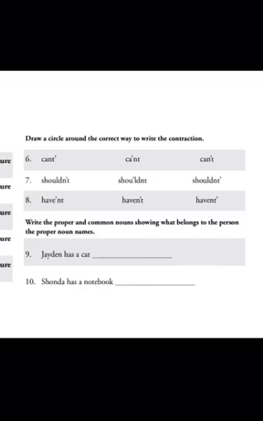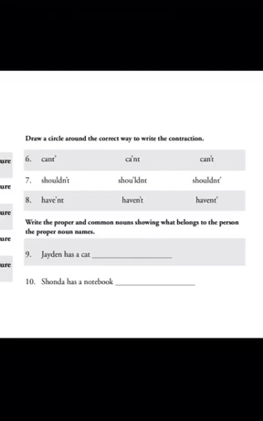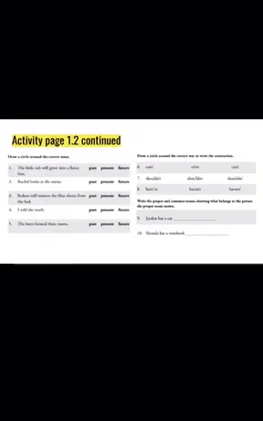If you said an apostrophe and an S, you are correct. So you're going to write Jaden, apostrophe S. So then you have Jaden's, and then you write the word cat. Jaden's cat. Okay? So it shows that Jaden owns that cat. That cat belongs to Jaden. Okay? And I'll leave number 10 for you to do. Shonda has a notebook. How are you going to show that Shonda owns that notebook? All right? This is pretty much it.